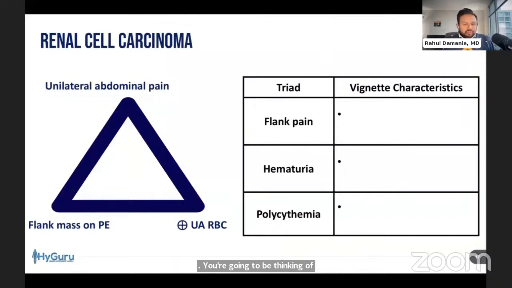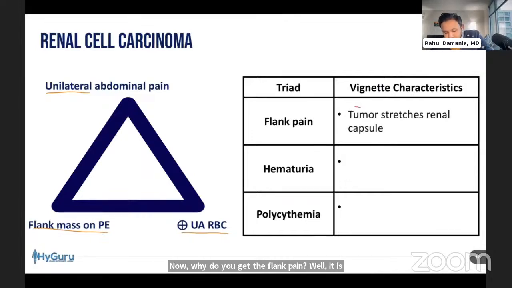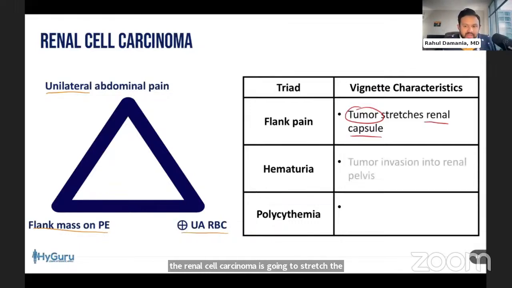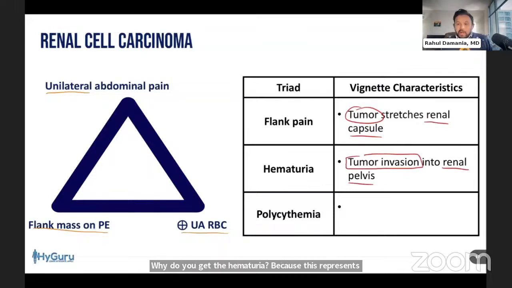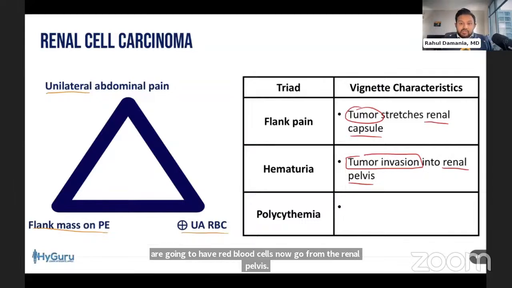Let's go ahead and go through the triad of renal cell carcinoma. Recall that we talked in the vignette of unilateral abdominal pain, a urine analysis that's going to be positive for red blood cells, and you may at times see a flank mass on physical exam. Now, why do you get the flank pain? Well, it is because the renal cell carcinoma is going to stretch the renal capsule. Why do you get the hematuria? Because this represents the tumor invading into the renal pelvis, and thus you are going to have red blood cells go from the renal pelvis down the ureter and into the urethra.